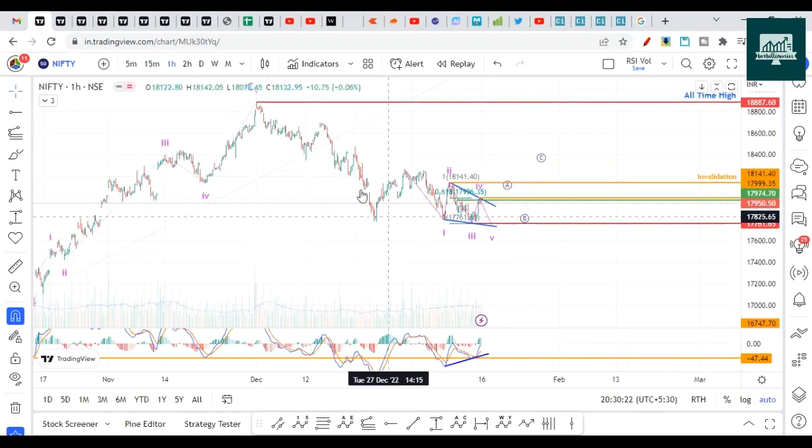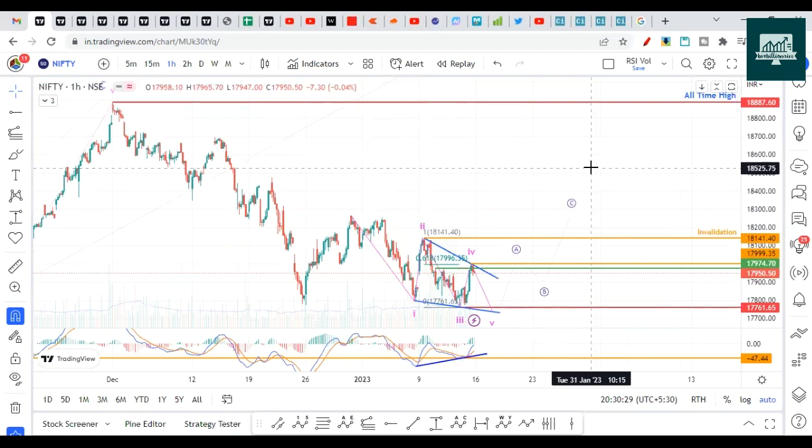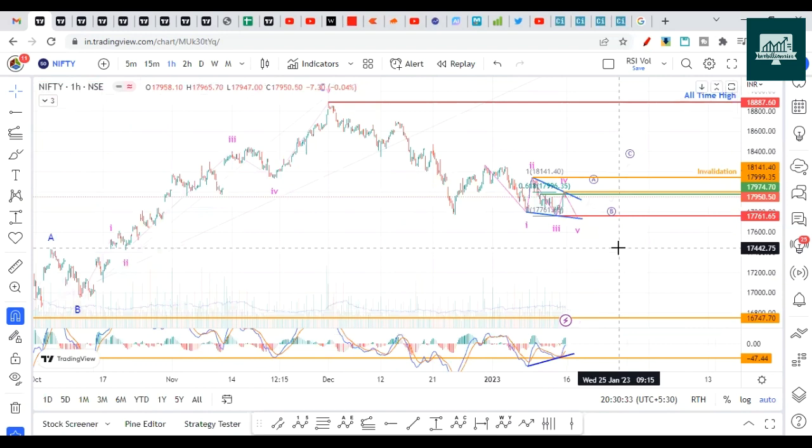Like, we have dropped in 5 waves, 1, 2, 3, 4 and 5 waves. And yeah, this pullback will fail. After the budget, it will start the dip, and that dip will have larger gaps.